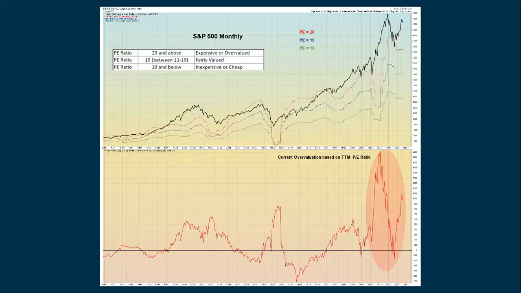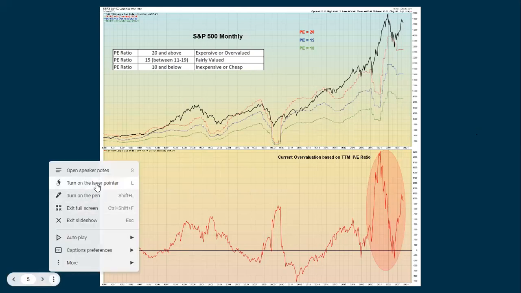The first area that we look at looks backward, and we have a PE ratio of 10, 15, and 20. 20 and above, the market is considered to be expensive on a historical basis. Between 11 and 19, it's fairly priced, and 10 or below is considered to be inexpensive. We can see on this chart, the black line is the S&P, where we have been coming down lately, but at the same time, the dashed red line, that's the PE ratio of 20. We're still above that. And then I measure this down below as well, and I'm going to need to turn on my laser pointer here.